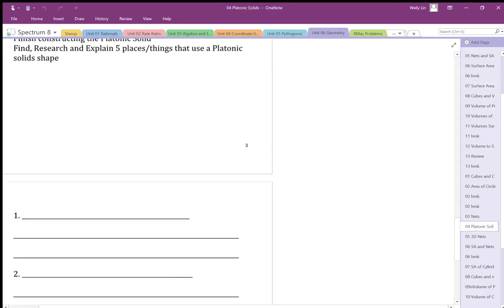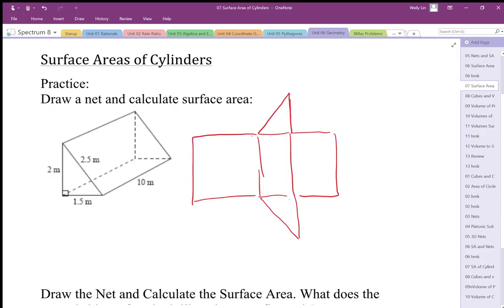So to get the bottom here, oops, what happened to my net here? There it is. To get my bottom, it's going to be 1.5 by 10, so I'm going to have 15 square meters here. Along the front here, it's going to be 2.5 and 10, so 25 square meters there. It's 2 by 10 or 20 here. 2 times 1.5 divided by 2 is going to be 1.5 on this side, 1.5 on this side.